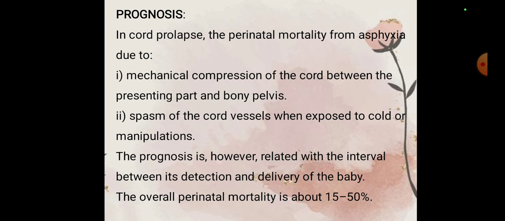Prognosis: in cord prolapse, perinatal mortality from asphyxia is due to mechanical compression of the cord by the presenting part and the bony pelvis, or to spasm due to exposure to cold, or to frequent manipulation. The prognosis is related to the interval between detection and delivery of the baby. Overall perinatal mortality is about 15 to 50%. High mortality rate.